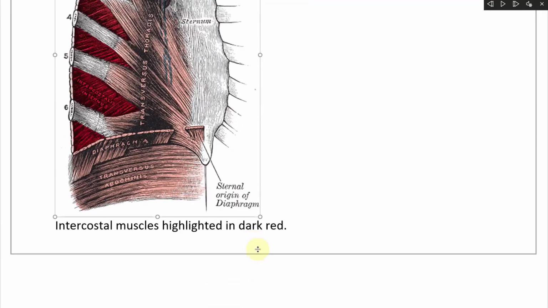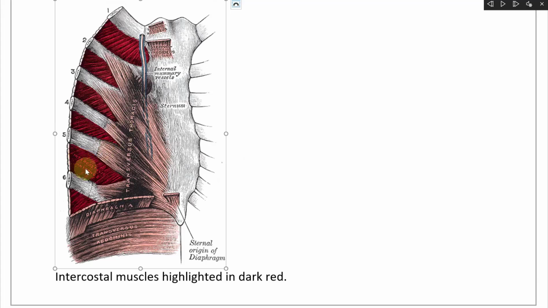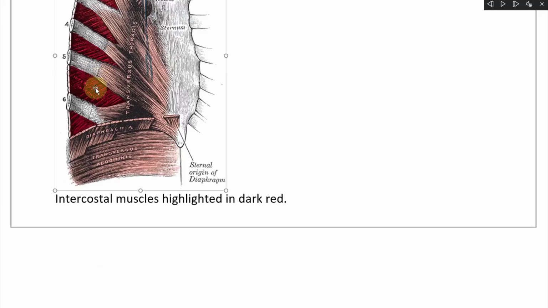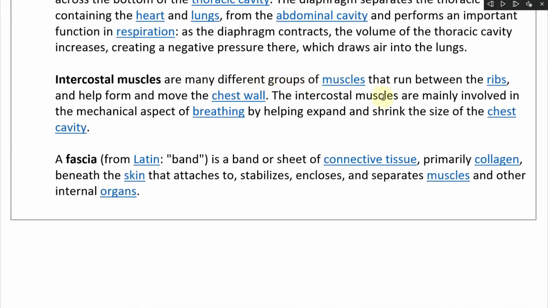Now here is the setup for intercostal muscles, highlighted in dark red. So these are the intercostal muscles. There are the ribs right there, with intercostal muscles around them, and there's a diaphragm at the bottom right here. It's a very interesting setup. So those are these thick banded muscles there. And if you scroll up, they are many different groups of muscles that run between the ribs and help form and move the chest wall.